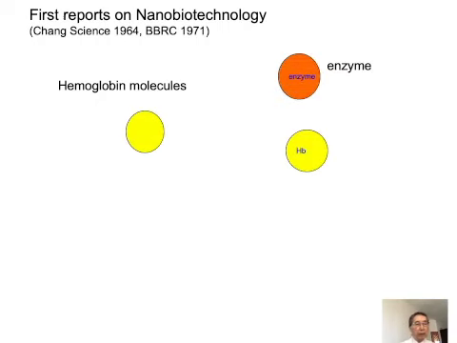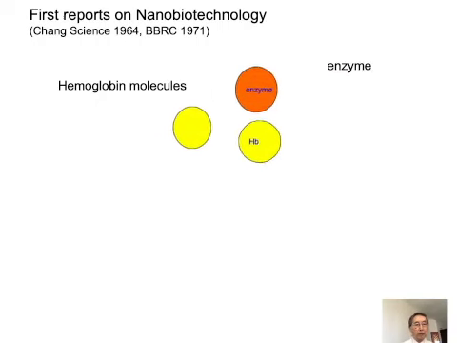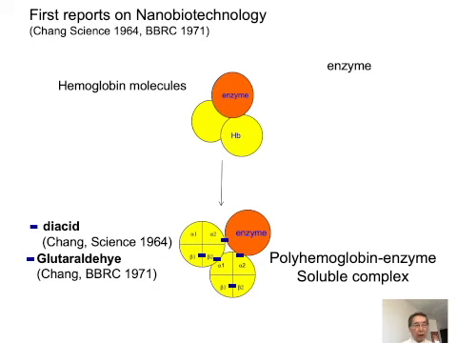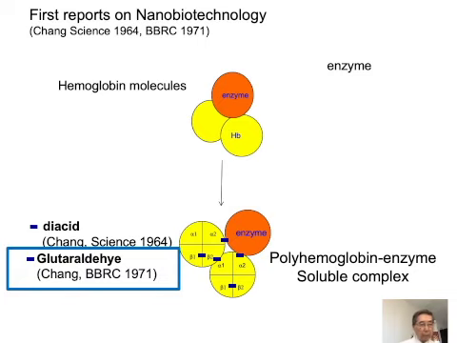This is done as follows. Hemoglobin and enzymes in free solution are cross-linked into polyhemoglobin, soluble polyhemoglobin, and the cross-linking agent could be diacid or glutaraldehyde. Glutaraldehyde is the one that's most commonly used.